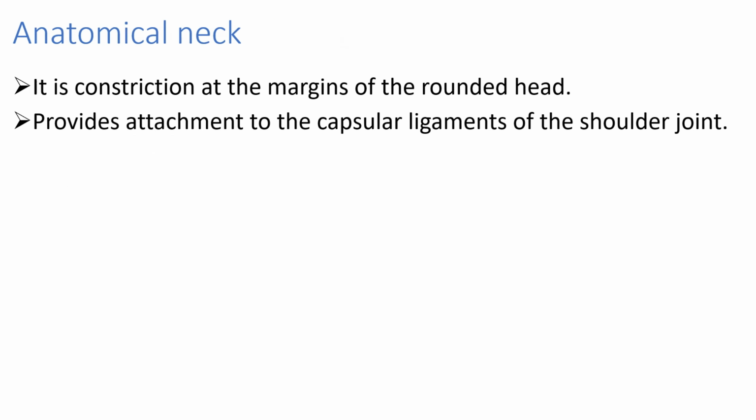Now, the anatomical neck is a constriction at the margins of the rounded head. So it is a constriction. It surrounds the margins of the head of the humerus bone and provides attachment to the capsular ligaments of the shoulder joint. The capsular ligaments help provide stability or reinforcement on the shoulder joint.